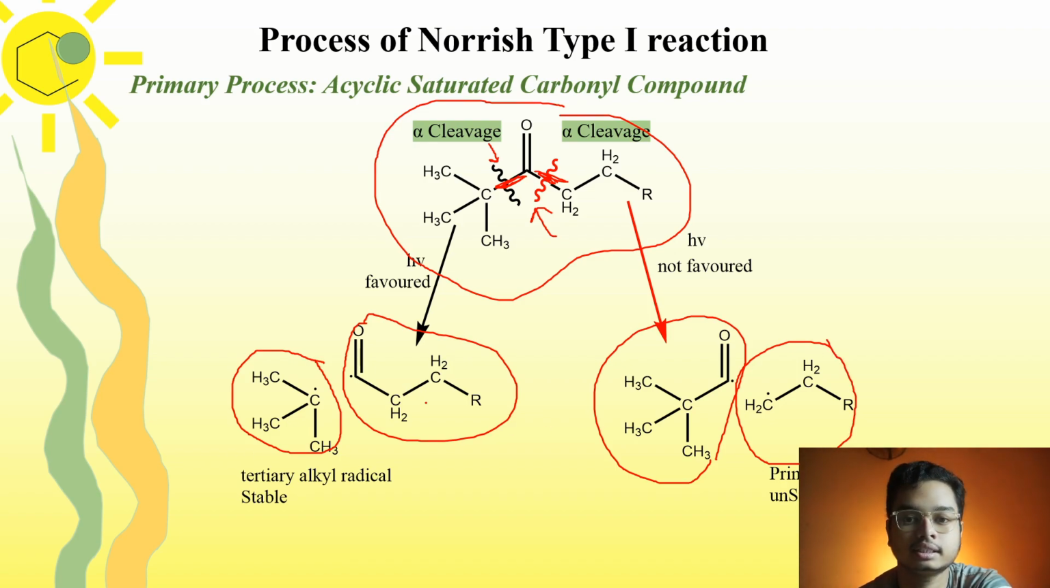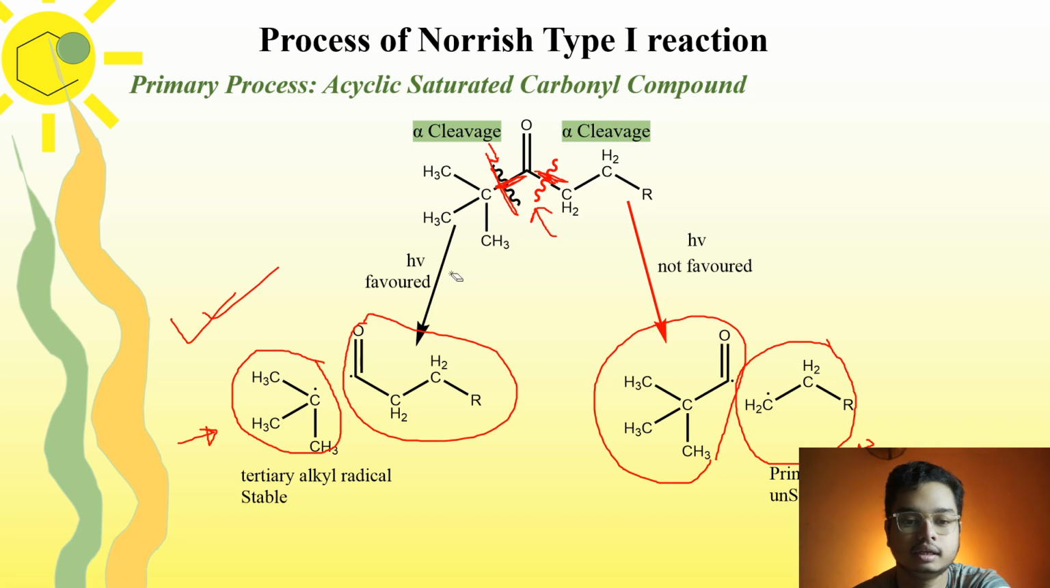As I already discussed, the regioselectivity depends upon the alkyl radical stability. As we know, tertiary alkyl radicals are much more stable than primary alkyl radicals, and that dictates the regioselectivity here. This black line alpha cleavage is much more favored in the Norrish type 1 reaction. That's why it is written here that the black alpha cleavage is h nu favored, whereas the red arrow signifies that this pathway is not favored in Norrish type 1 reactions.